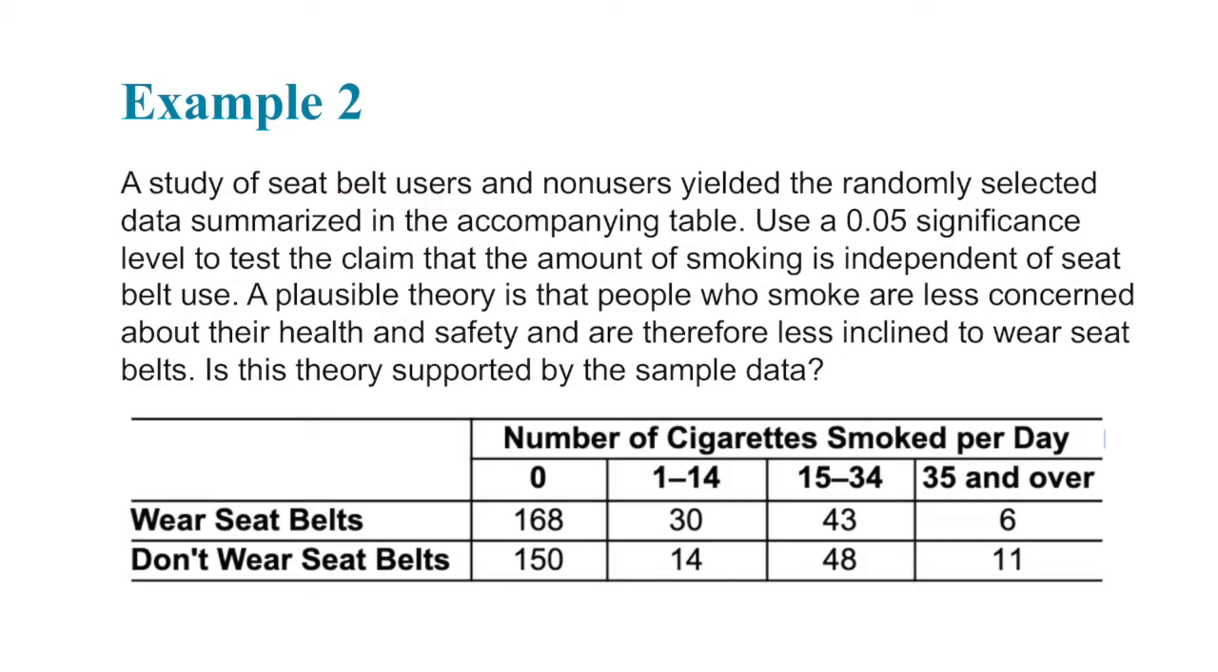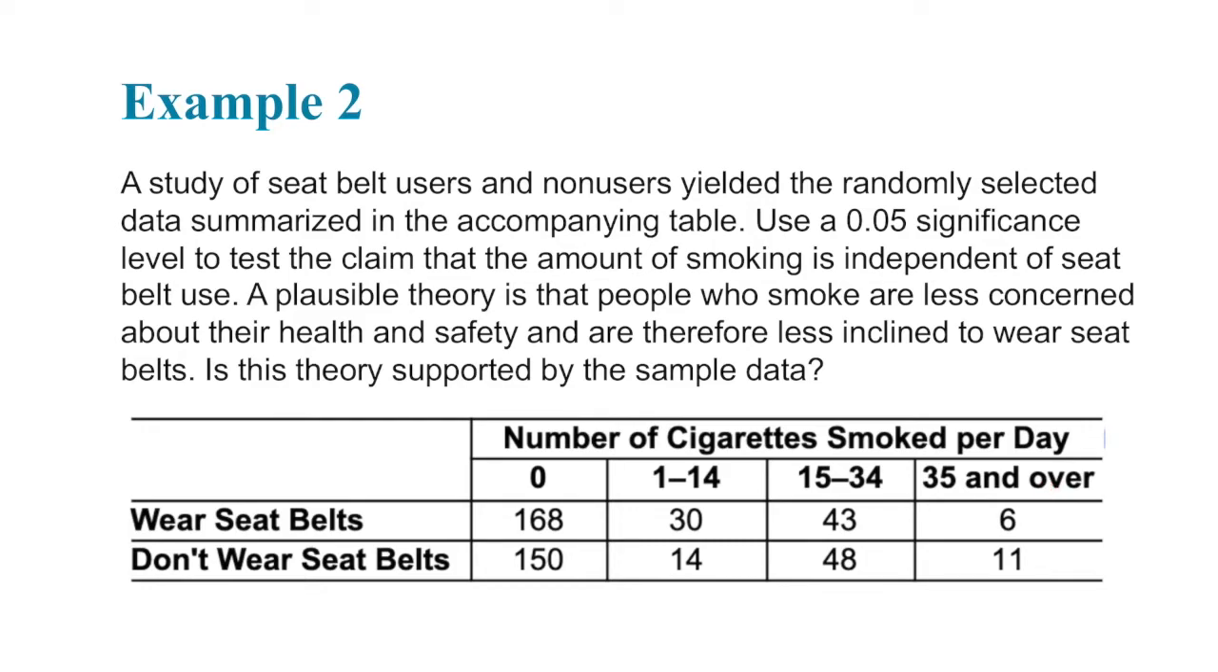Example 2. A study of seatbelt users and non-users viewed the randomly selected data summarized in the table. Use a 0.05 significance level to test the claim that the amount of smoking is independent of the seatbelt use. I'm given a contingency table. The rows are the variable whether or not people wear seatbelts. The columns are the variables of the number of cigarettes smoked per day. For example, there are 30 people who wear seatbelts and smoke from 1 to 14 cigarettes per day. 11 people don't wear seatbelts and smoke 35 or more cigarettes per day.